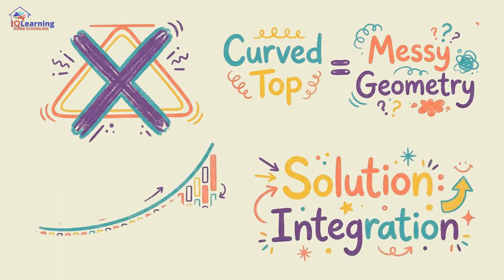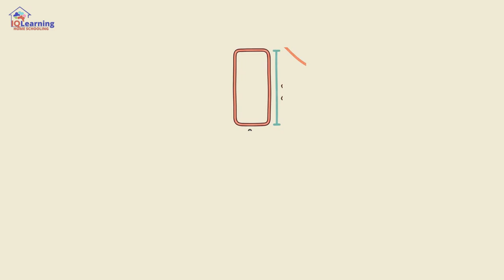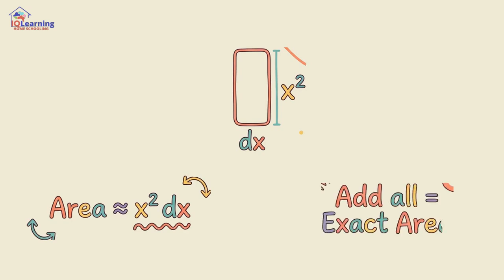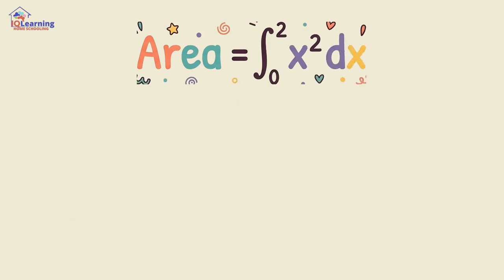The big idea is that integration adds up infinitely many tiny rectangles. Each rectangle has a tiny width called dx, and its height comes from the function x squared. So one tiny rectangle has area approximately x squared times dx. Add all those tiny areas together, and we get the exact area under the curve. So we write, area equals the integral from 0 to 2 of x squared dx.